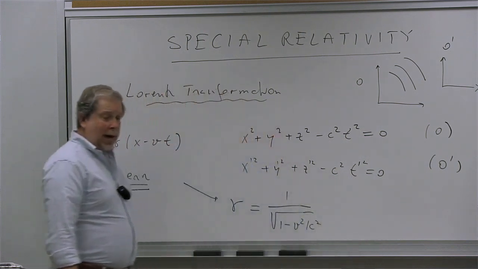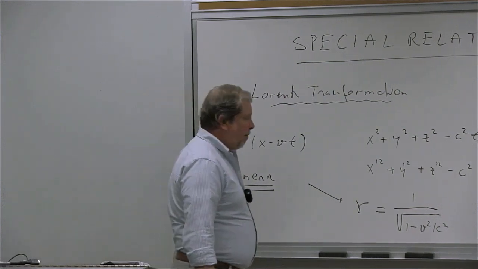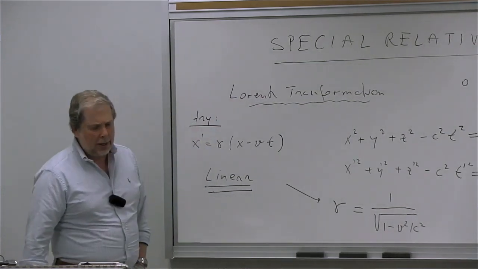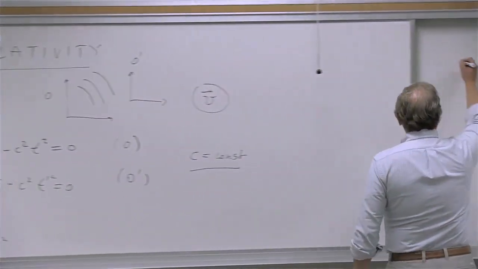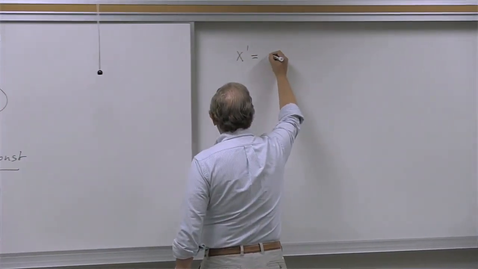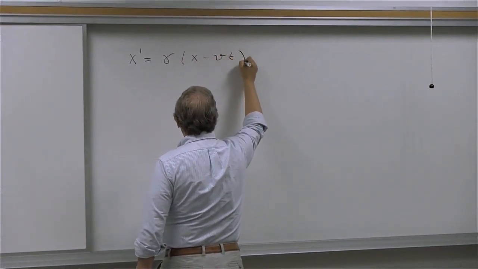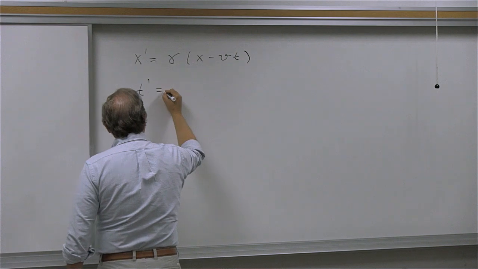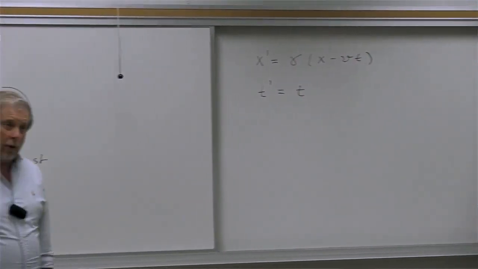That indeed you can have a linear relationship between the coordinates in the two reference frames, but that the gamma has to depend on the velocity. Right? And so we end up then with the Lorentz transformation, which I'm going to rewrite over here, which is x prime is equal to gamma times x minus vt, and that t prime is equal to t. No, t prime is not equal to t, because that would not work, right?